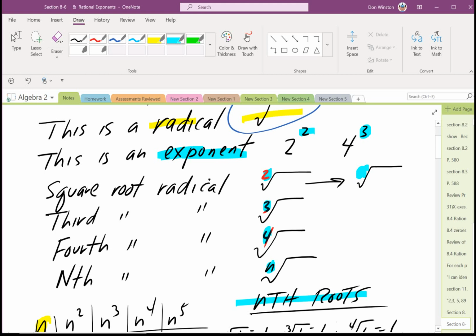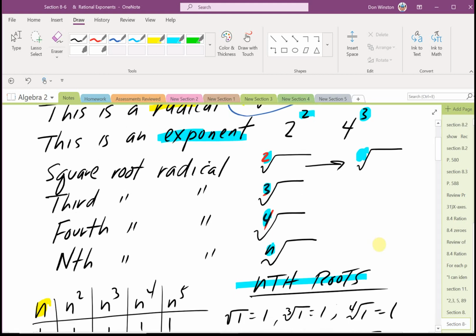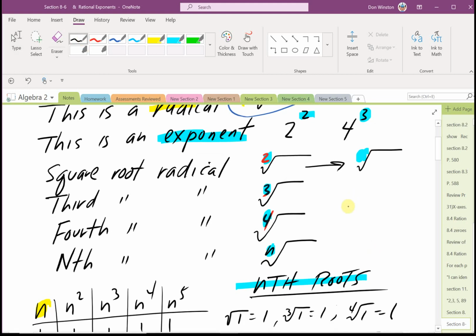So what does it mean to take the nth root of something? If I were to say, what's the square root of 4, what we're really asking is what number multiplied by itself 2 times, because the index is 2. What number multiplied by itself 2 times gives you 4? Well, that's equal to 2.